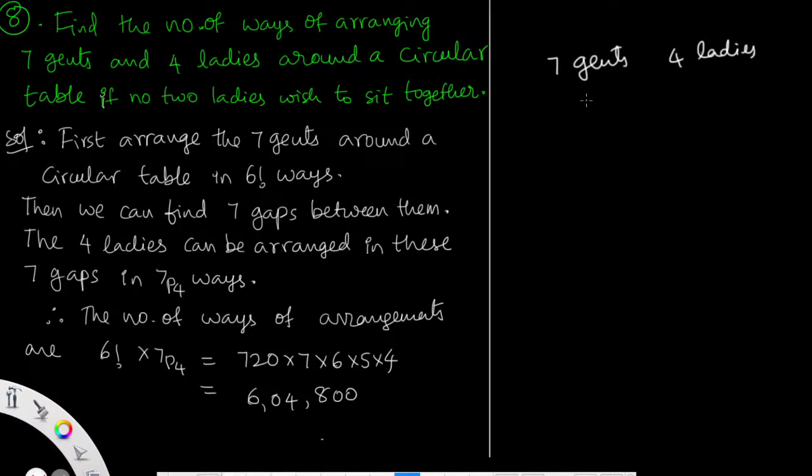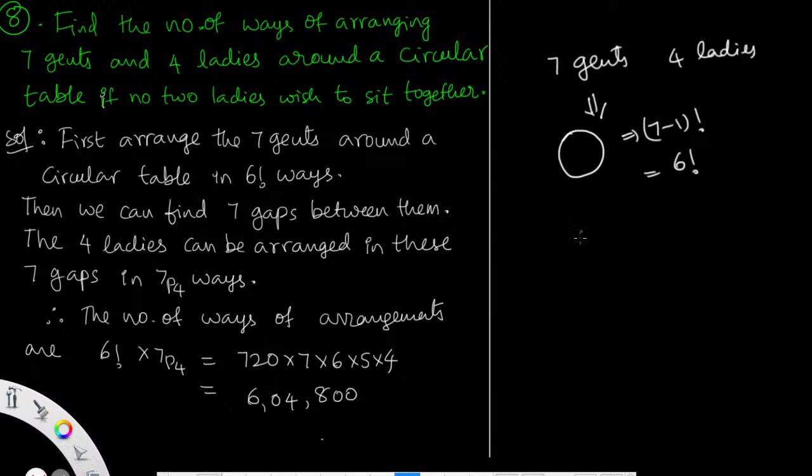If no 2 ladies sit together, you have to arrange them in between the places of the gents. So that is the way of writing. First, the question says no two ladies wish to sit together, so you have to arrange by first taking only the 7 gents. The 7 gents can be arranged in a circular way, which is 7 minus 1 factorial. Then you get 6 factorial ways.